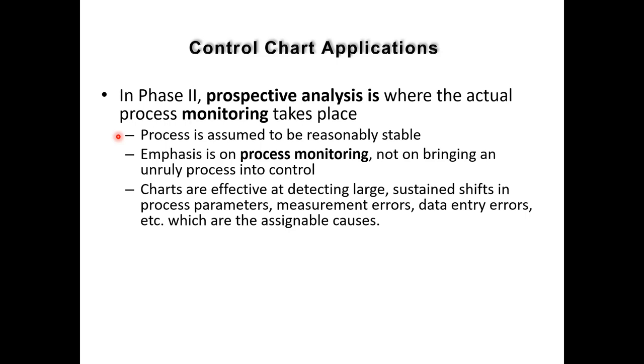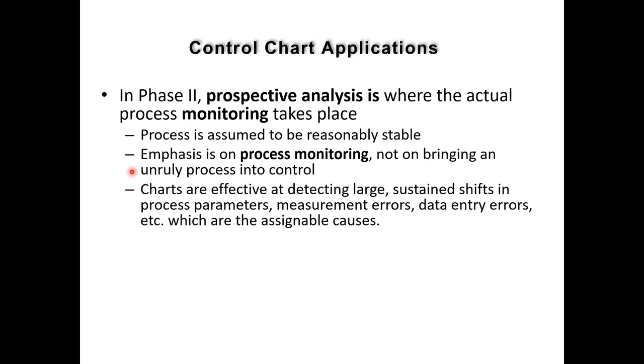So for phase 2, it is a totally different data set. During phase 2, you're going to have a new data set whereby you would like to monitor the performance of the process. In phase 2, the emphasis is on process monitoring and not on bringing an unruly process into control. This means that during phase 2, there will be no outlier deletion.